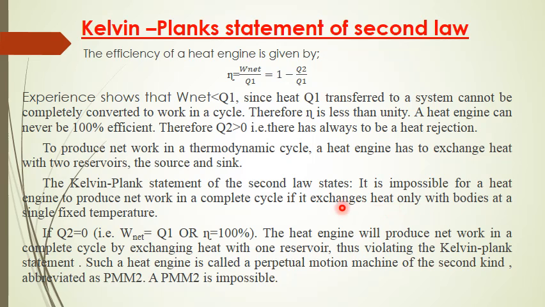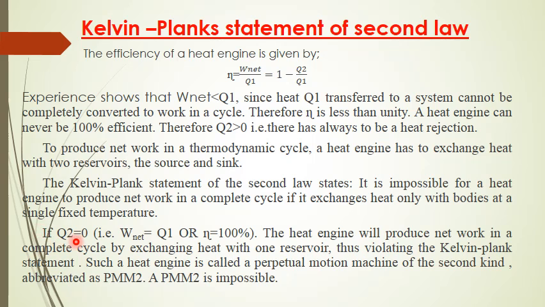So the meaning of the statement is that we can never have a 100% efficient engine. There will always be a heat rejection. In order to convert heat into work, a body or system should always interact with two bodies. One body should be the source and the other should be the sink. It can never exchange heat with only a single fixed temperature. So the overall meaning of the second law of thermodynamics is that we can never have a 100% efficient engine. There will always be a heat rejection in an engine. That's why efficiency is always less than unity.